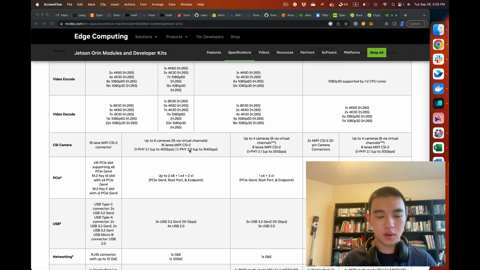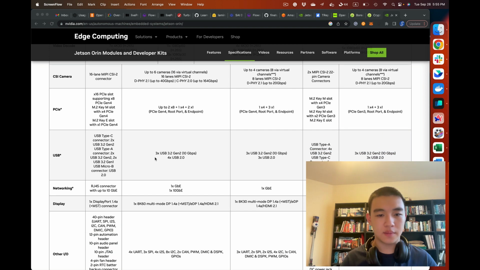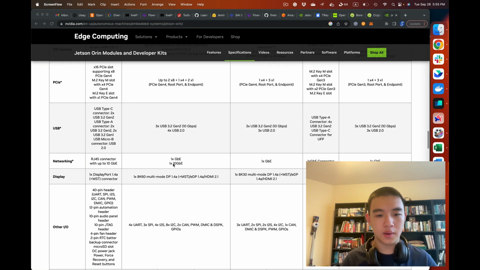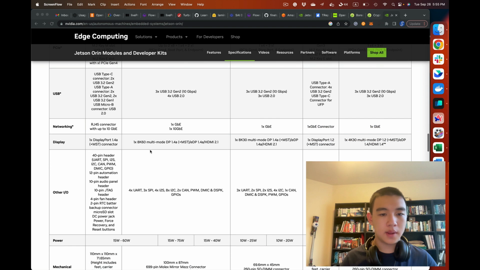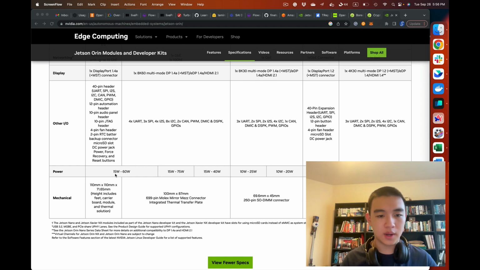Here are the different ways of connecting them, and then PCIe, you can have up to 2 times 8, 1 times 4, and 2 times 1. So that's PCIe Gen 4, root port, and endpoint. For USB connectors, you have 3 USB 3.2 Gen 2 at 10 gigabits per second, and 4 USB 2.0. For networking, you have 1 GbE and 1 10 GbE. And then for display, you have 1 8K60 multi-mode DP1.4A plus MST or eDP1.4A or HDMI 2.1. Other IO, you have 4 UART, 3 SPI, 4 I2S, 8 I2C, 2 CAN, 2 PWM, DMIC, DSPK, GPIOs. And then the power can be anywhere from 15 to 60 watts.